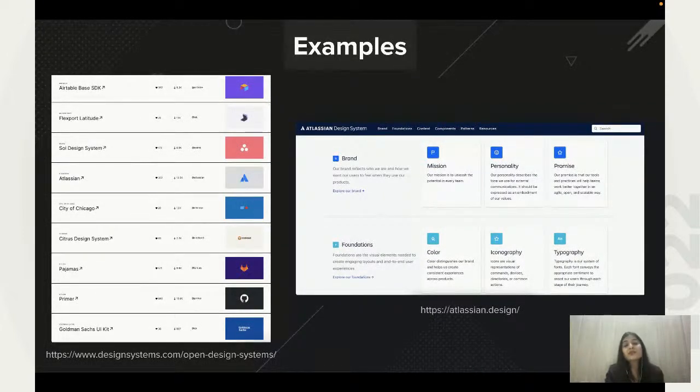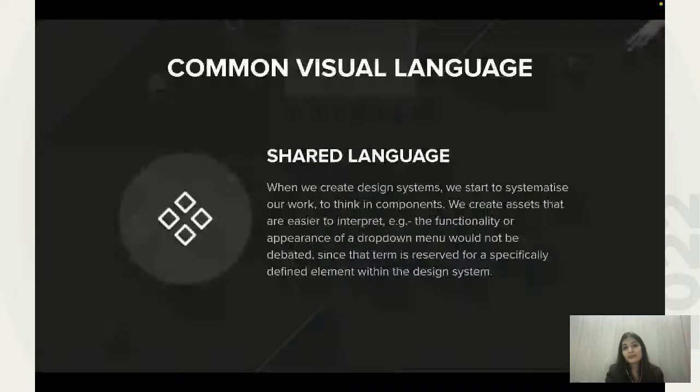So yeah, everything is very well documented in all of these design systems. So we can refer to them and understand the characteristics of a design system, like how it is a common visual language. When we create design systems, we start to systemize our work, to think in components. We create assets that are easier to interpret. For example, the functionality and appearance of a drop-down menu would not be debated, since that term is reserved for a specifically defined element within the design system.